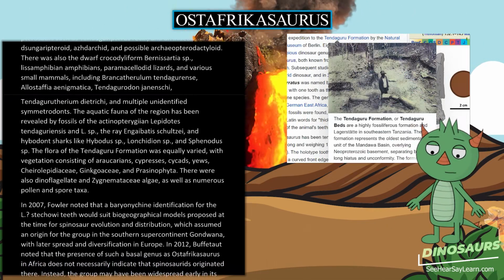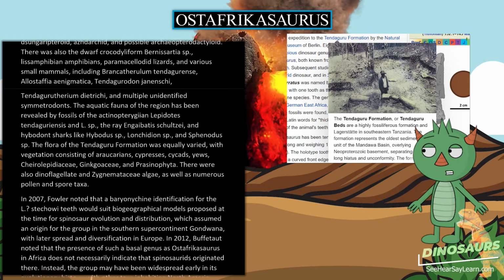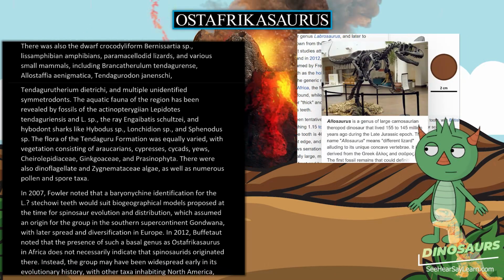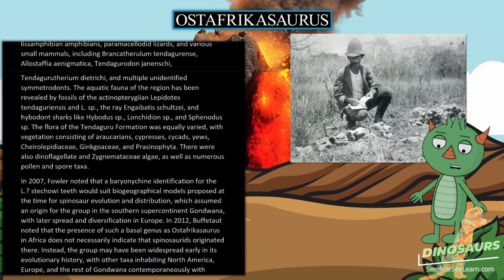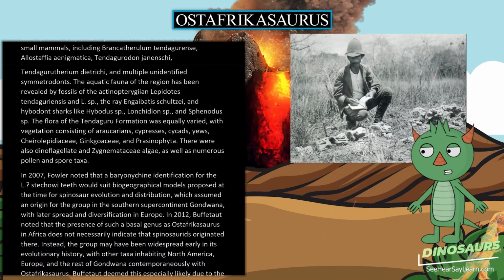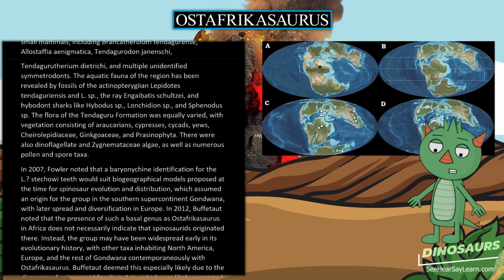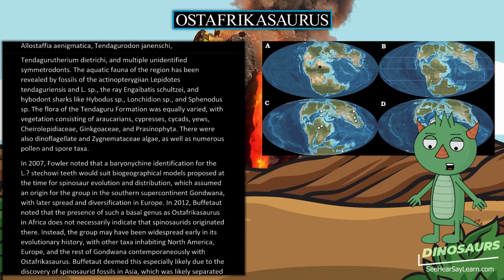In 2007, Fowler noted that a baryonychine identification for the L. stegowi teeth would suit biogeographical models proposed at the time for spinosaur evolution and distribution, which assumed an origin for the group in the southern supercontinent Gondwana, with later spread and diversification in Europe.